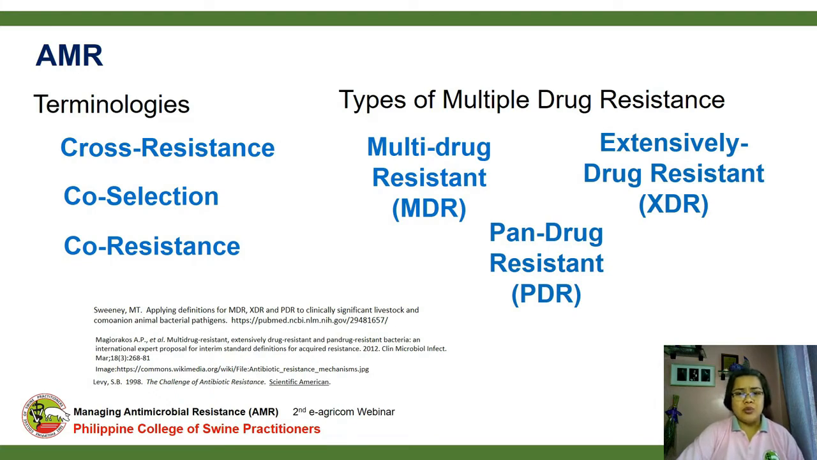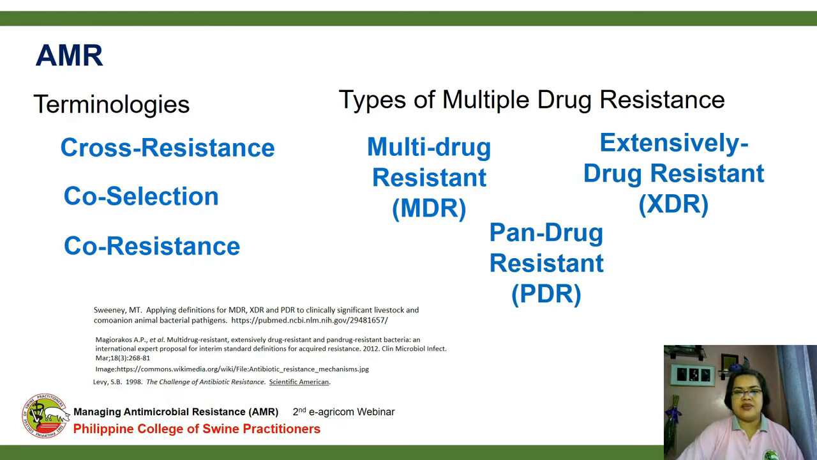And the one that we do not want to happen is the pan-drug resistant bacterial isolate, which is resistance to all agents in all categories. An example of this would be PDR Pseudomonas aeruginosa, and this is often seen in hospitalized patients.